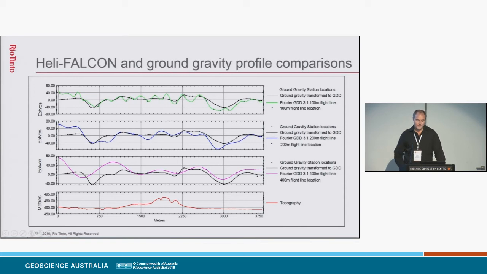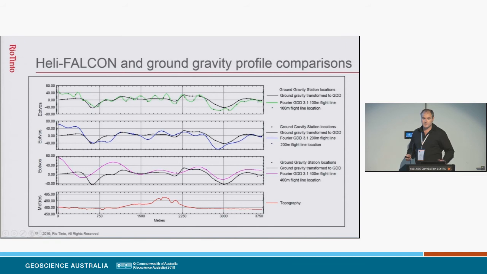All three AGG profiles map the 500-metre half-wavelength Graben feature to the right, which I'll point out. So down here is a Graben feature, which we'll talk about more, which once again is perpendicular to these lines, and they all map it pretty well there. Though the AGG products deviate from the transformed ground gravity to the left of the plot.